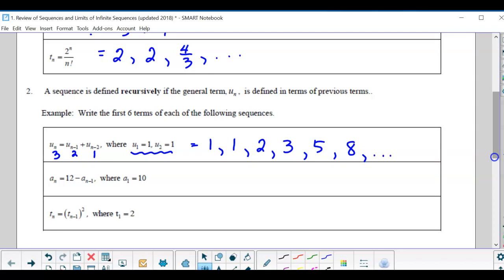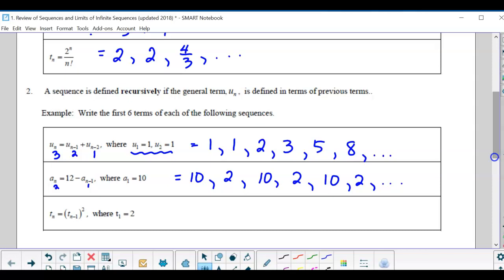Next one, we're starting with 10 for our first term. The second term will be 12 minus the first term. So 12 minus 10 is 2. Then 12 minus 2 is 10. Then 12 minus 10 is 2. 12 minus 2 is 10. And then it keeps alternating back and forth like that.